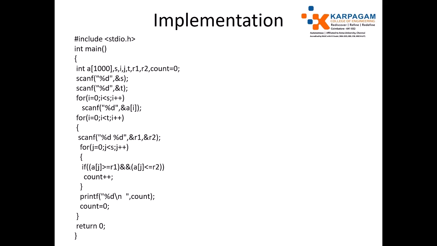For processing the next query, for the next range, we are resetting the count equal to 0. Again it will get the range, lowest range and highest range, and check the condition in the array. If it is satisfied, it will increment the counter by 1 accordingly. It's a very easy problem which was asked in the CodeVita contest last year.